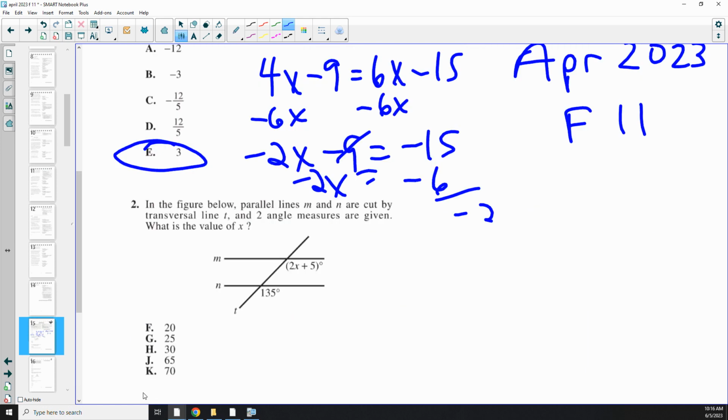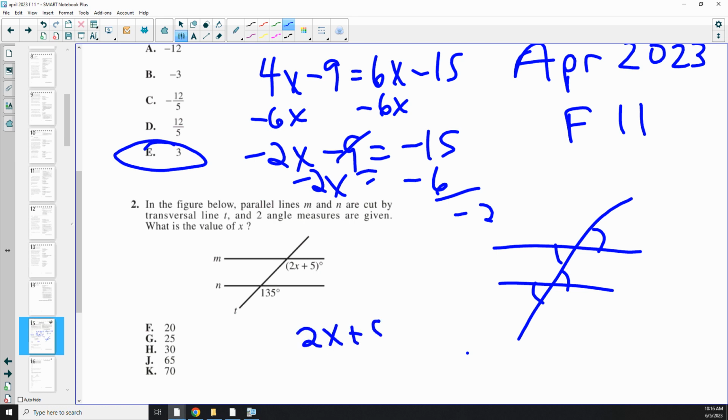This is the famous 2 lines cut by a transversal. So whatever this angle is, the 4 that correspond and are vertical. We've got the lower ones are the obtuse ones. 2x plus 5 has to equal 135, subtract 5, divide by 2, and 130 divided by 2 is 65 for x.